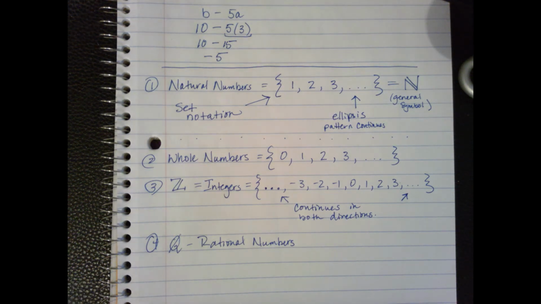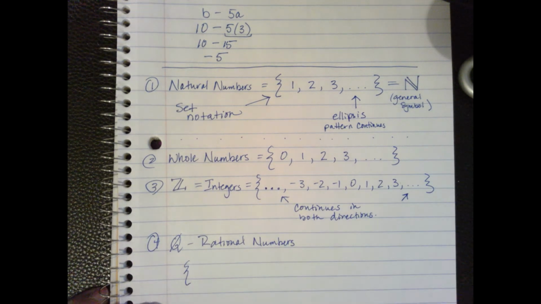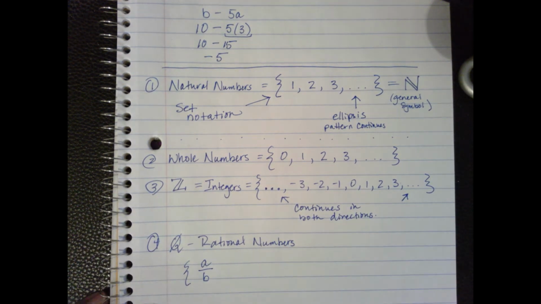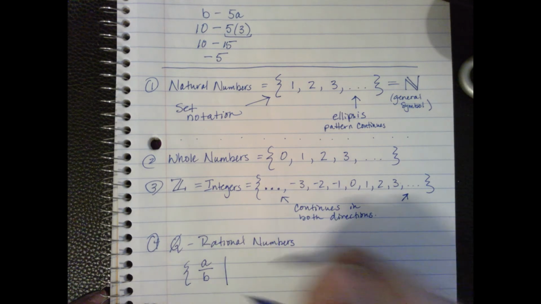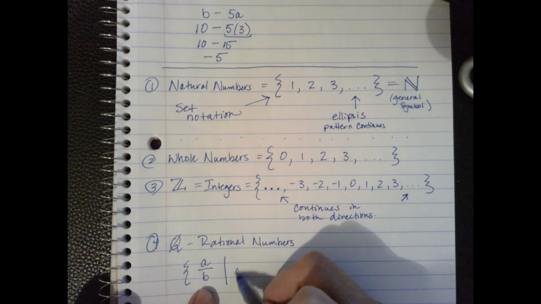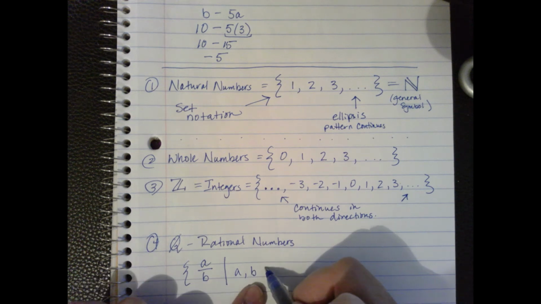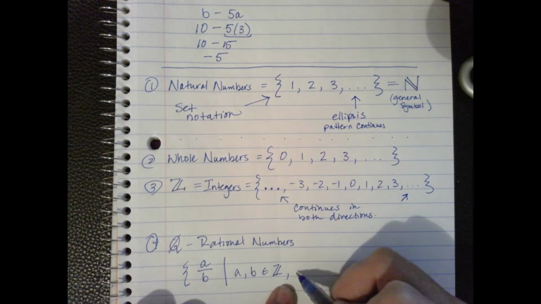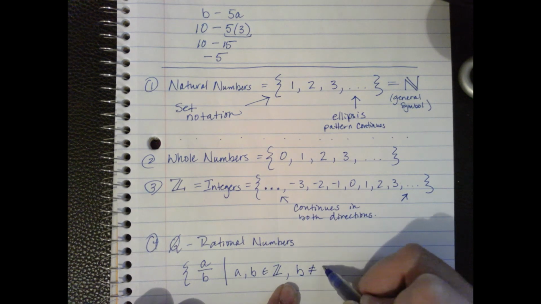So the rational numbers are what you would think of as fractions, 2/3, 1/2, and that type of thing. So we still use braces for set notation, but now I'm going to write A over B. Okay. Then I'm going to draw a vertical line. So this is the form of the number that I'm talking about. And then I'm going to say A and B are elements of the integers, comma, B is not equal to 0.